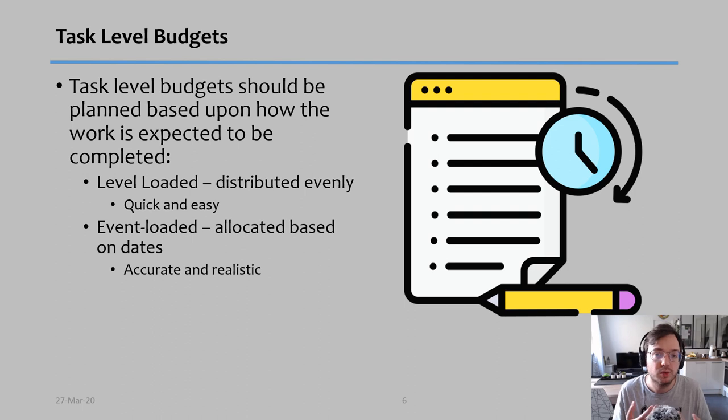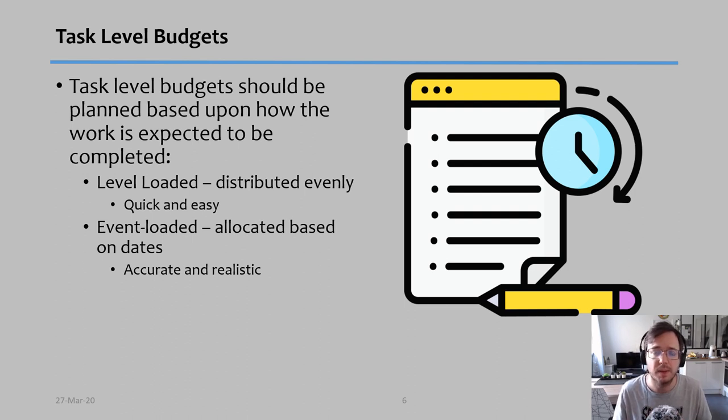Here I can do the most simple one, called level loaded. I pick the $4,000, I divide it into two, and I put half of the cost in January, the other half in February. The big advantage here is that it's very quick and very easy. And if you check a previous example, that's what I did in one of the videos in this same mini series. The second option that we have is called event loaded.